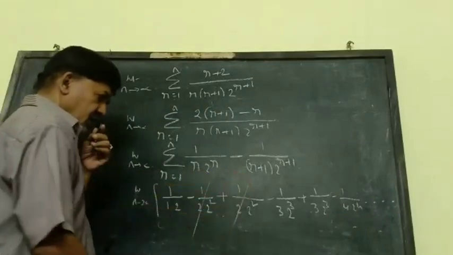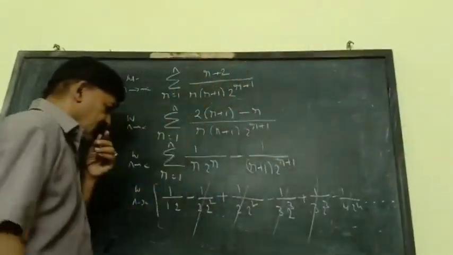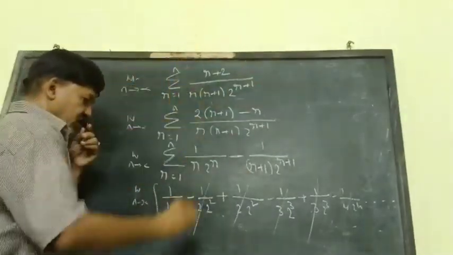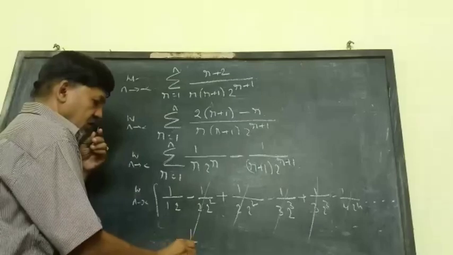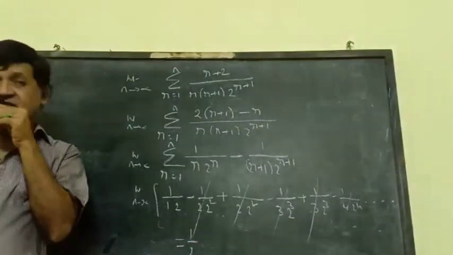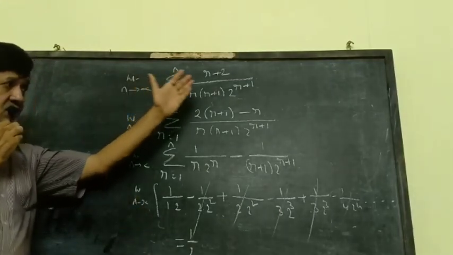These two will cancel. These two will cancel. Like that, all will cancel. As n tends to infinity, all those things will vanish. You will be left with what? 1 by 2. Okay? Followed? This is what you are supposed to do. Just the telescopic cancellation.